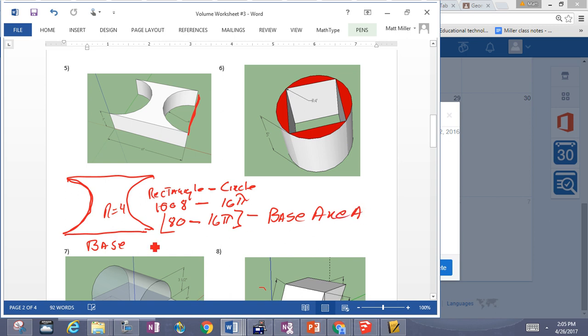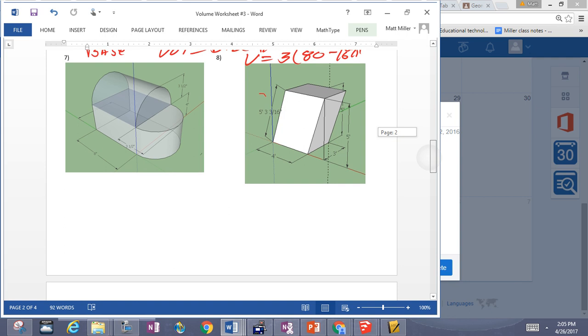And so the volume is the base area times height. And the height is given as, I think it's 3. So the volume is going to equal 3 times (80 minus 16 pi). We had discussed this one in class. The base is a circle, less a square. 45, 45, 90 comes into place.